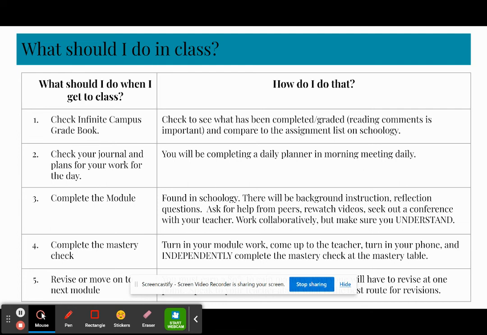And then you will complete the mastery check. You're going to turn in your module work, come to see me, turn in your phone, and independently complete the mastery check at the mastery table. Just like last year, if you don't meet mastery, which is 80%, you will need to revise.